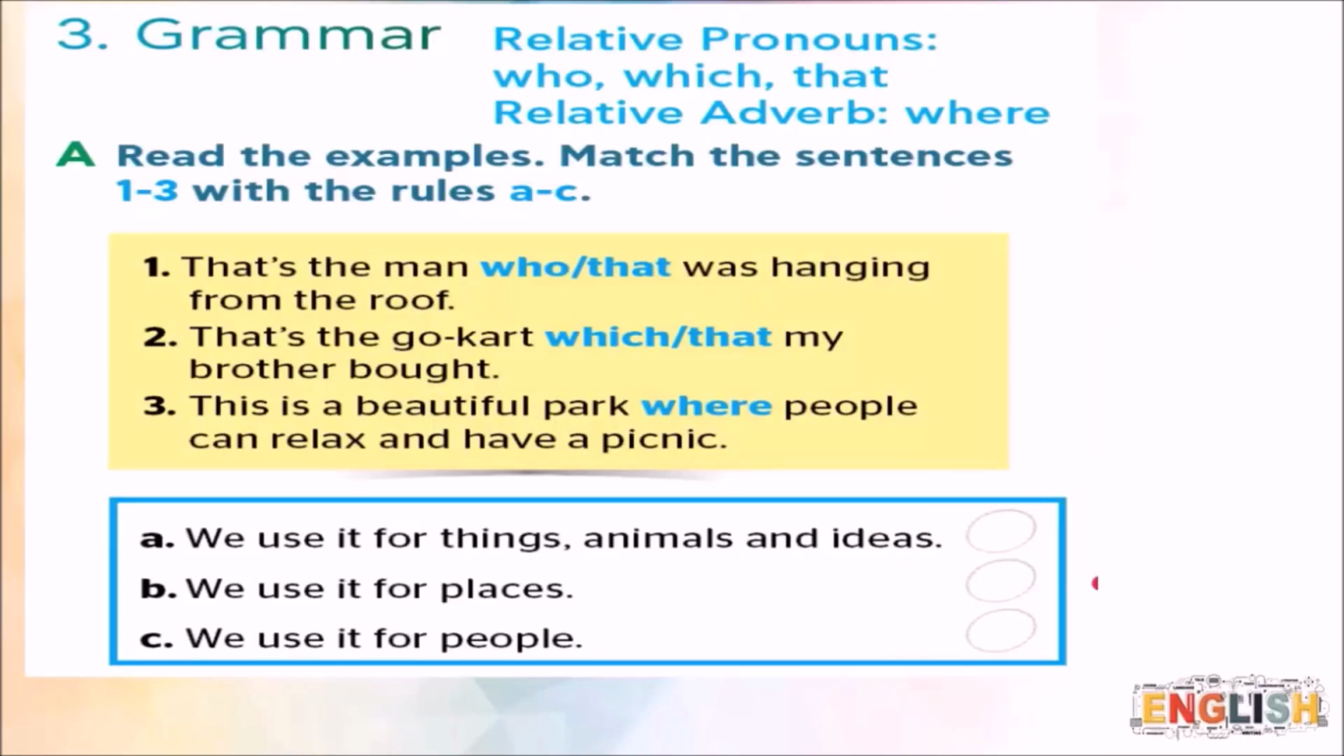Okay, let's start with activity A. Here you're going to read the examples, then match the sentences 1 to 3 with the rules A to C. But before that, let's read the sentences together and focus on the words in blue. That's the man who or that was hanging from the roof. That's the go-kart which or that my brother bought. And number 3, this is a beautiful park where people can relax and have a picnic. I'll give you 5 seconds, then we will check your answers.